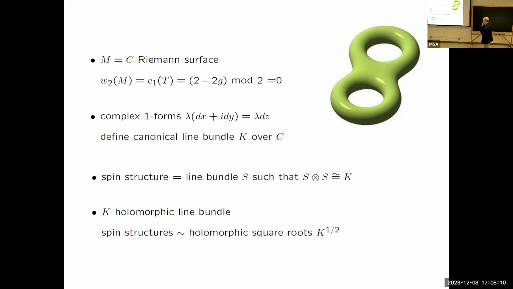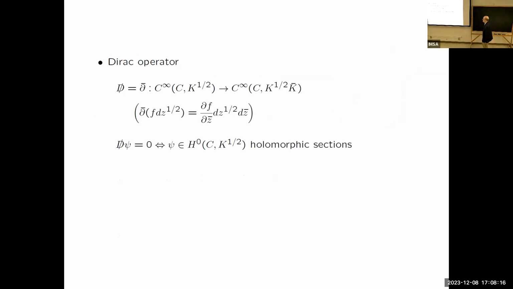Okay, so this is what a spin structure is in 2 dimensions. And the Dirac operator, apart from a square root of 2, is effectively the d-bar operator. So we look at the space of C infinity sections of the spin bundle.